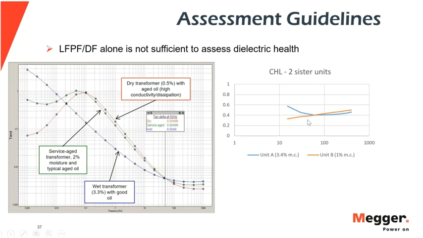And when the full DFR measurements were then performed on it, it in fact did reveal that unit A was contaminated with 3.4% moisture content, while unit B was relatively dry with 1% moisture content in paper. So just a caution about relying on power factor alone.